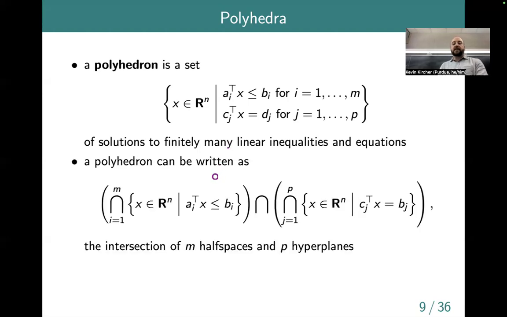And you can show this basically by writing this thing as an intersection of a bunch of hyperplanes from here and a bunch of half spaces up here. So by the intersection rule, we get that, hey, we have a bunch of convex sets, hyperplanes, and half spaces. And so therefore, the intersection of all those sets must also be convex. That tells us that polyhedra are convex.